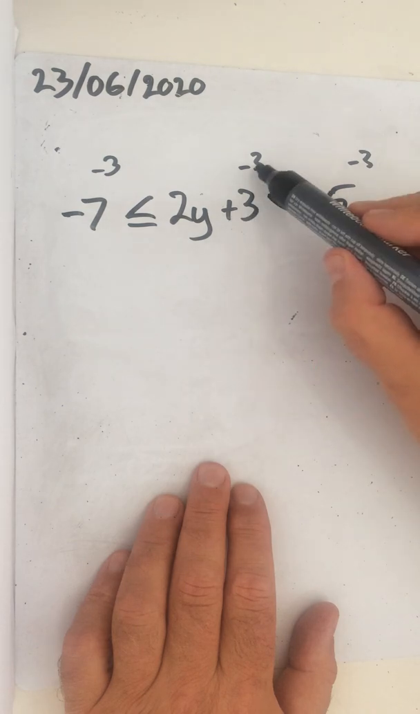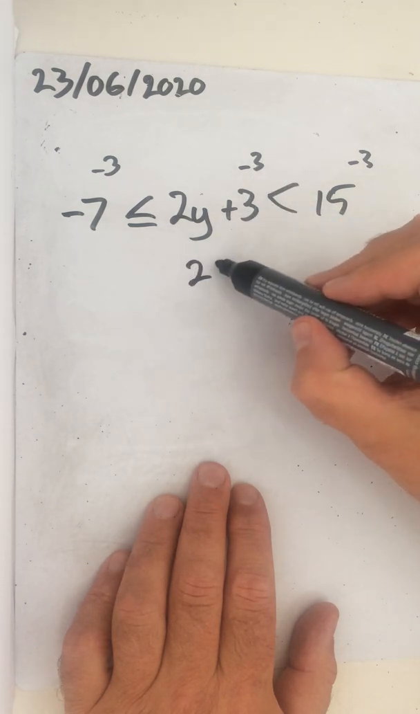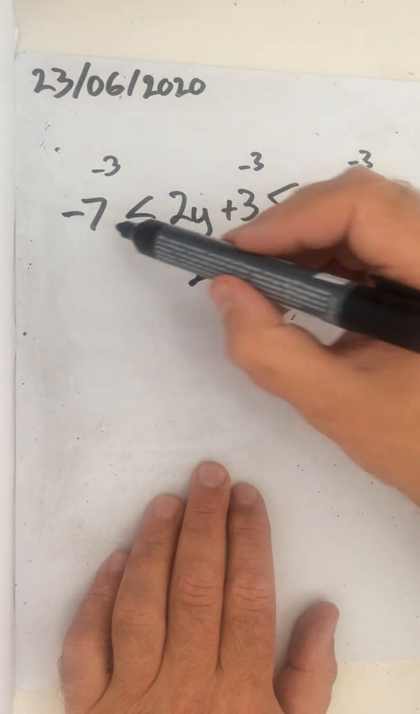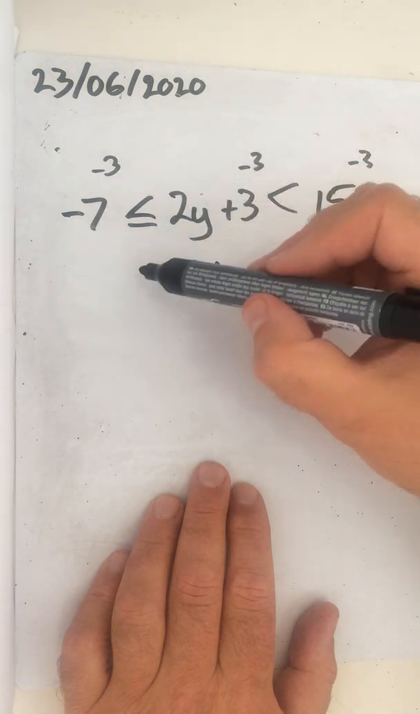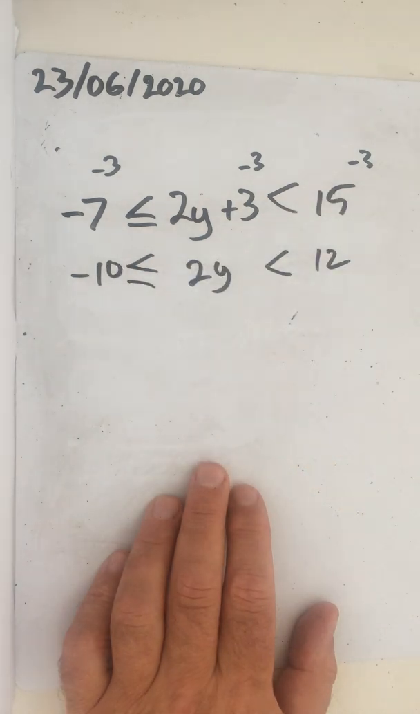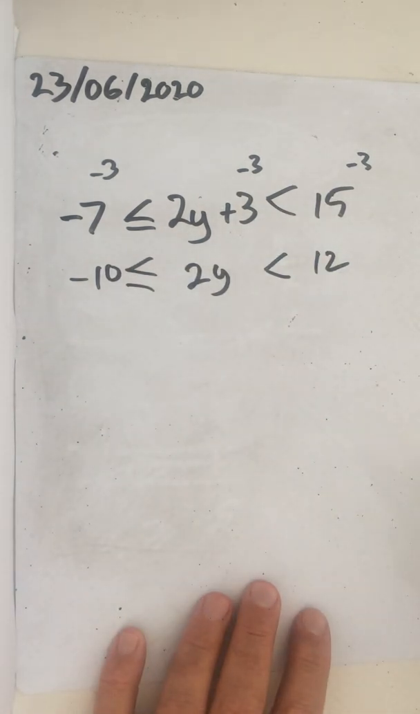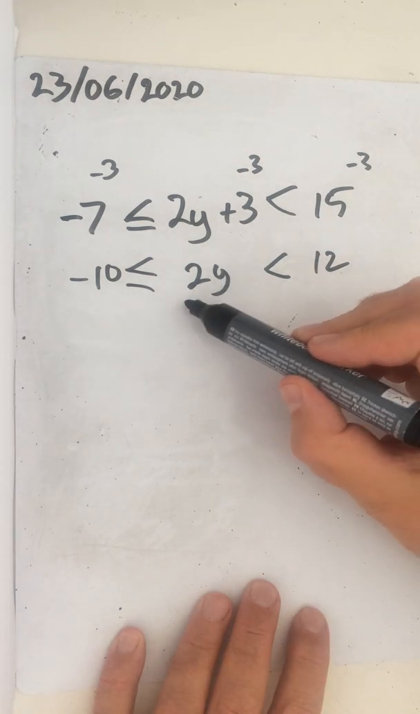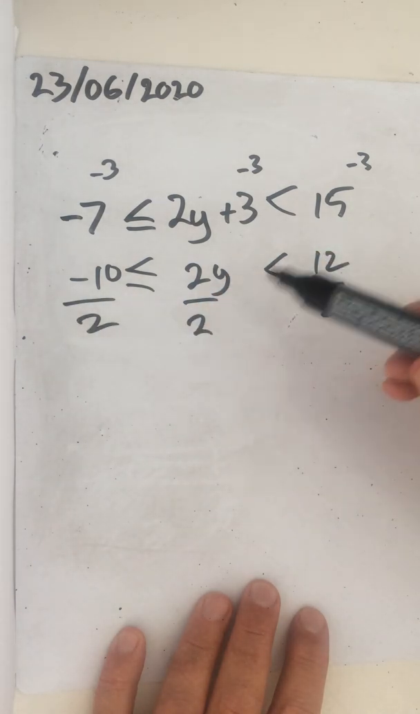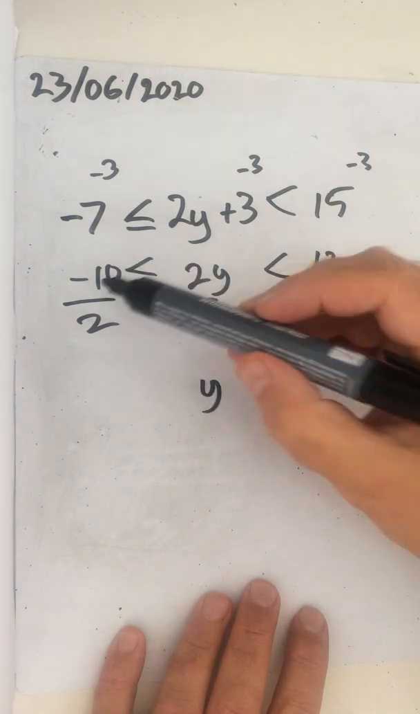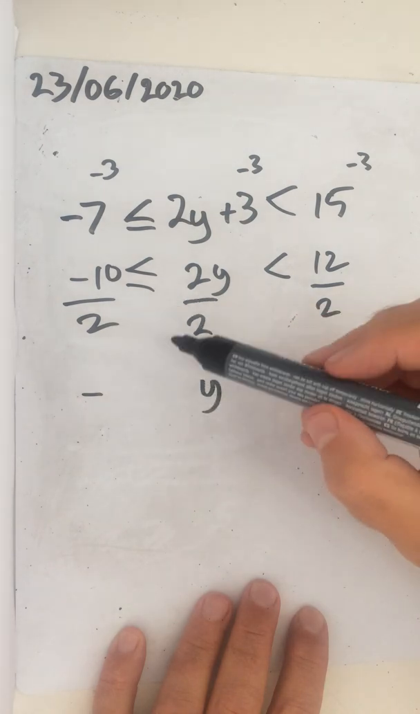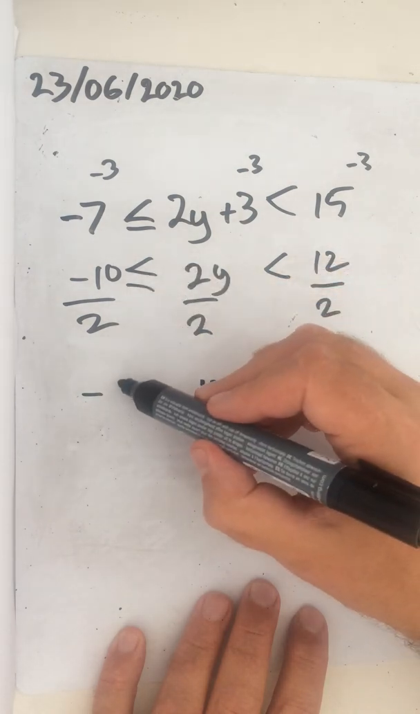So that's plus 3, take away 3, leaves me with just the 2y. Okay, I've got rid of that. 15 take away 3 is 12. And minus 7 minus 3 is minus 10. Right, and then the next part, we need to get this 2 times y, so we divide by 2, and it's the balance method, so we divide the others by 2 as well. Okay, so that leaves me with y. Minus 10 divided by 2, and minus divided by a positive always gives me a negative, won't it? Okay, so that would be negative 5.